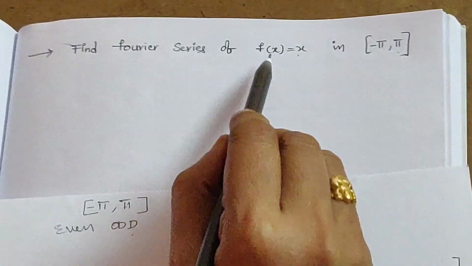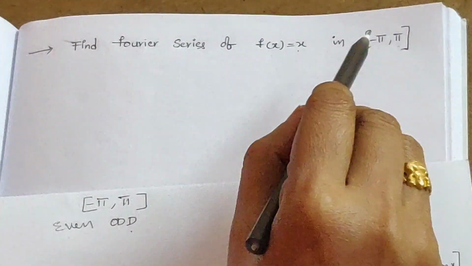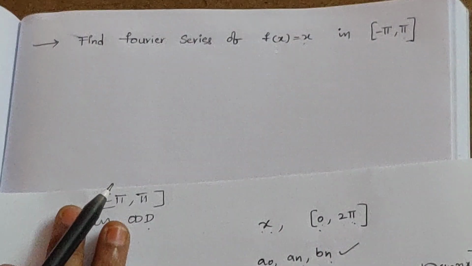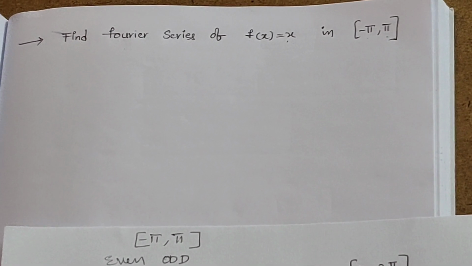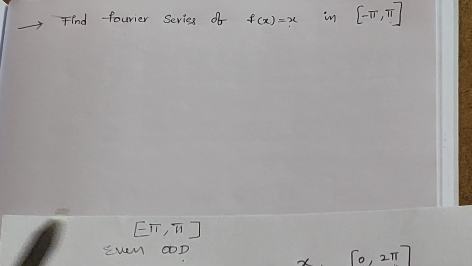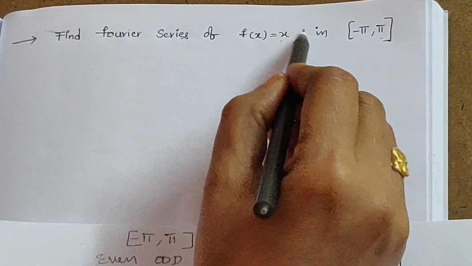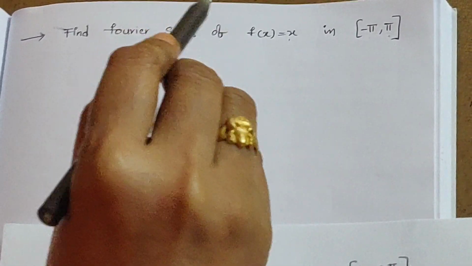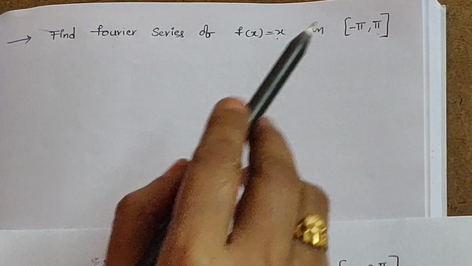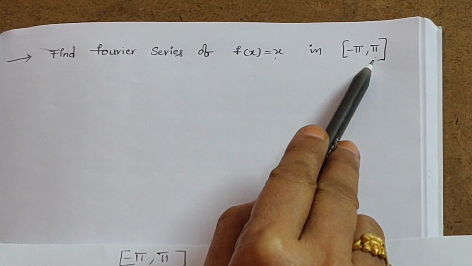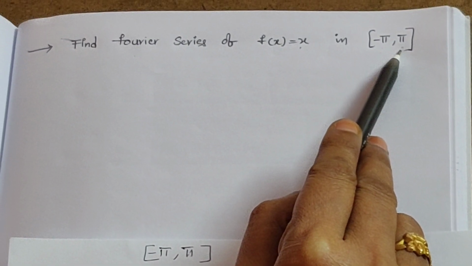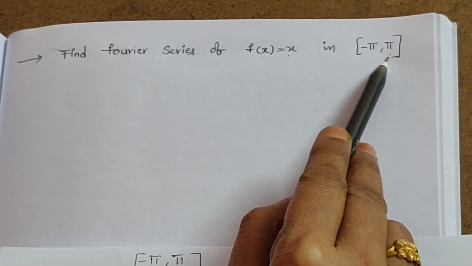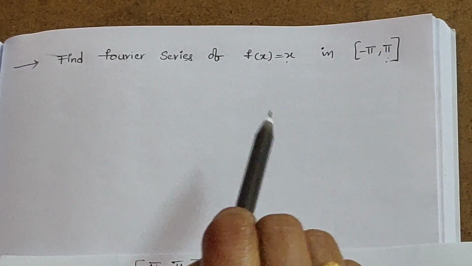So since f of x is odd function defined in the interval minus pi comma pi, its Fourier series contains only bn terms. Suppose if it is x square, in that situation it becomes even. F of x is even function defined in the interval minus pi comma pi. In that situation, its Fourier series contains only a0 and an terms. By keeping this point in mind, solve the problem.